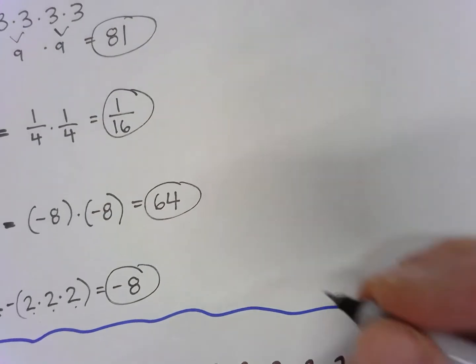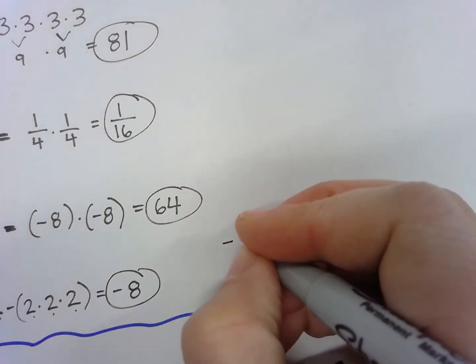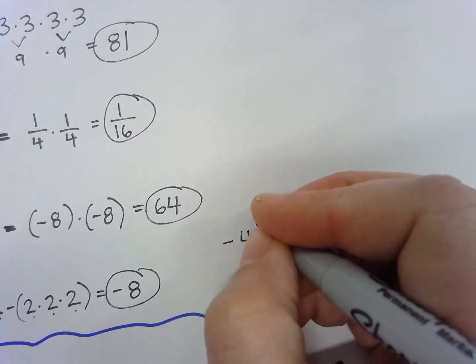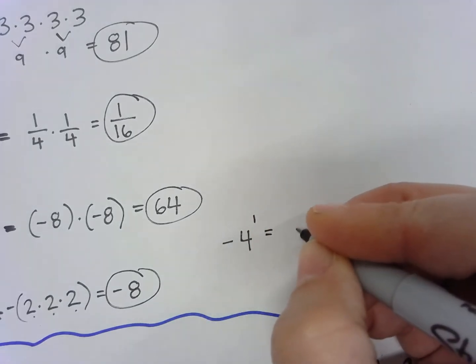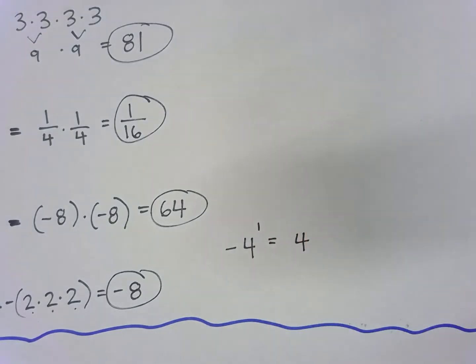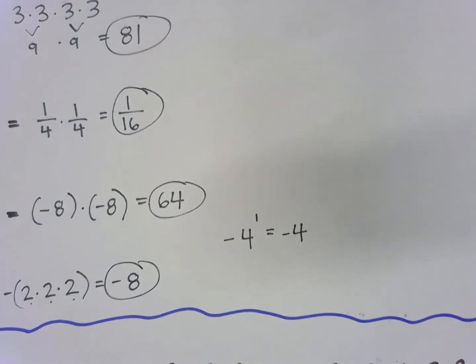Let's do another example like that. So let's say you have -4 to the 1st power. Well, 4 to the 1st power is just 4, and when you make that value negative, it's -4.